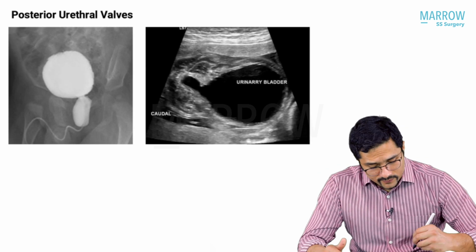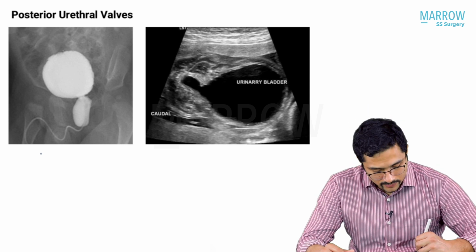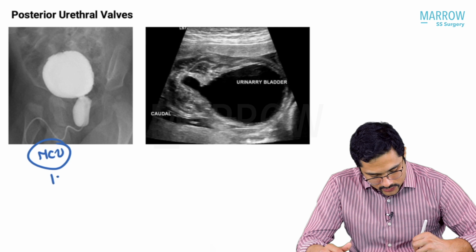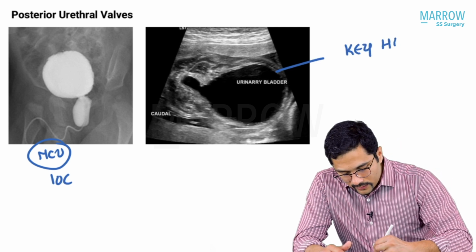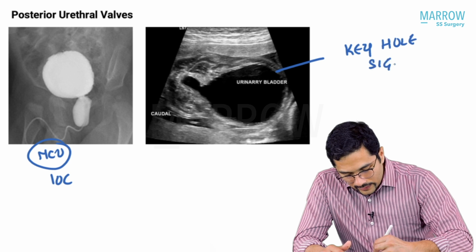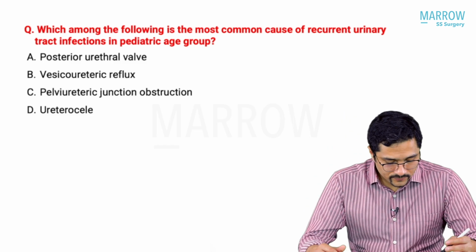Posterior urethral valves, the voiding cystourethrogram or micturating cystourethrogram, MCU, is the investigation of choice, and you will get a keyhole defect on an ultrasound and on micturating cystourethrogram as well.